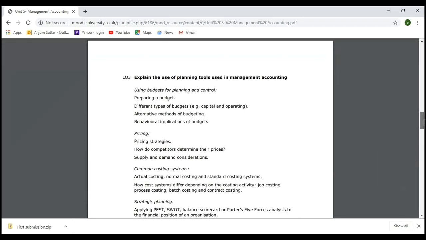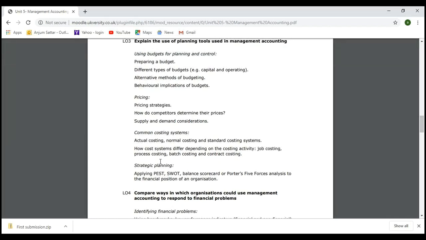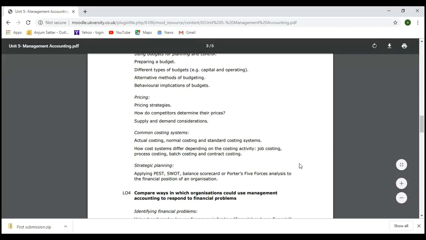Last lesson we discussed budget. A budget is a financial plan. We covered why we prepare the budget and what budgetary control is. I mentioned different types of variance again in LO4 as well. If we look at the indicative contents, all of this was supposed to be addressed. We discussed normal costing, standard costing, and how the costing system differs in activity based costing, batch costing, and contract costing.